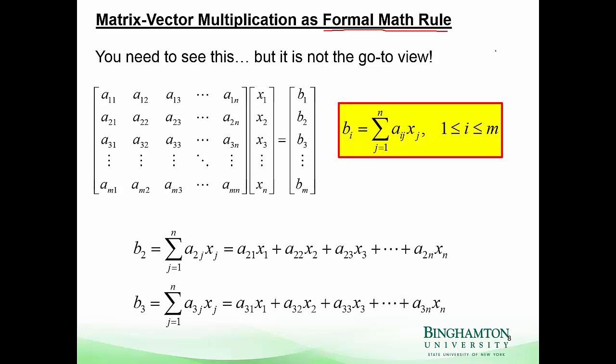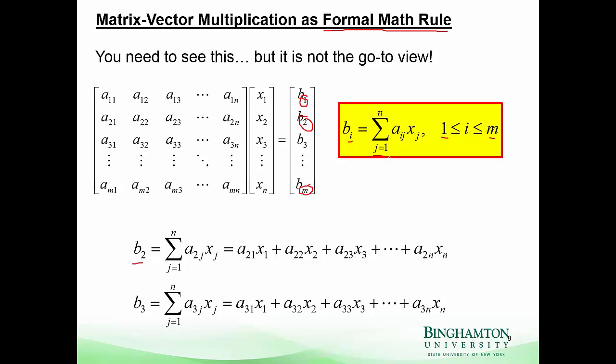So you can see here, I'm allowed to choose i from 1 to m. All that's doing is choosing successively each of the elements in this result column. So if I want to know B1, I'm going to let i be equal to 1. If I want to know B2, I'm going to let i be equal to 2. So let's take a look at what happens with B2. So I put B sub 2 there.